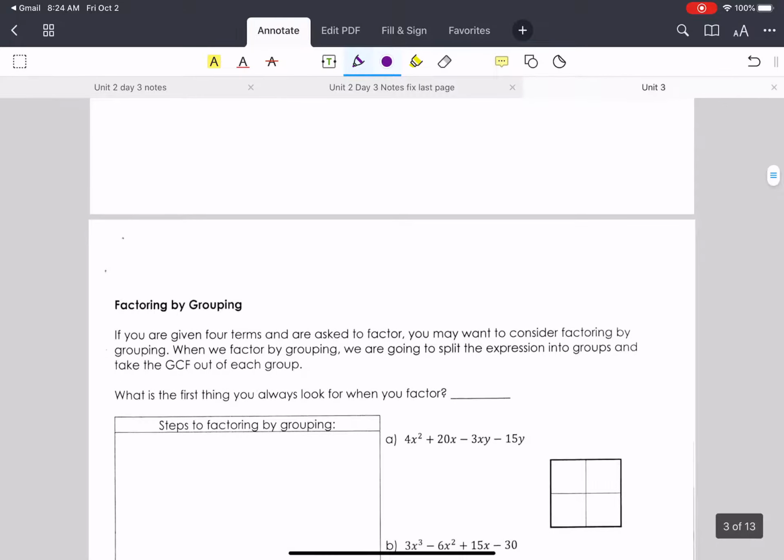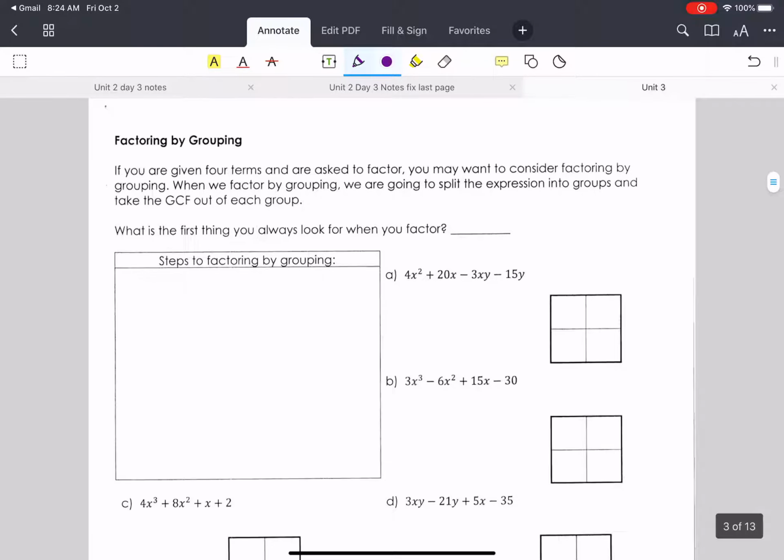Now, here's why we reviewed GCFs, okay? Now, you know our box method, how we multiply things together? We're gonna start learning how to use that to do the opposite. Turn something in standard form into the two parentheses. That's what we're learning today, okay? So the box, luckily, is gonna make it really easy, okay?